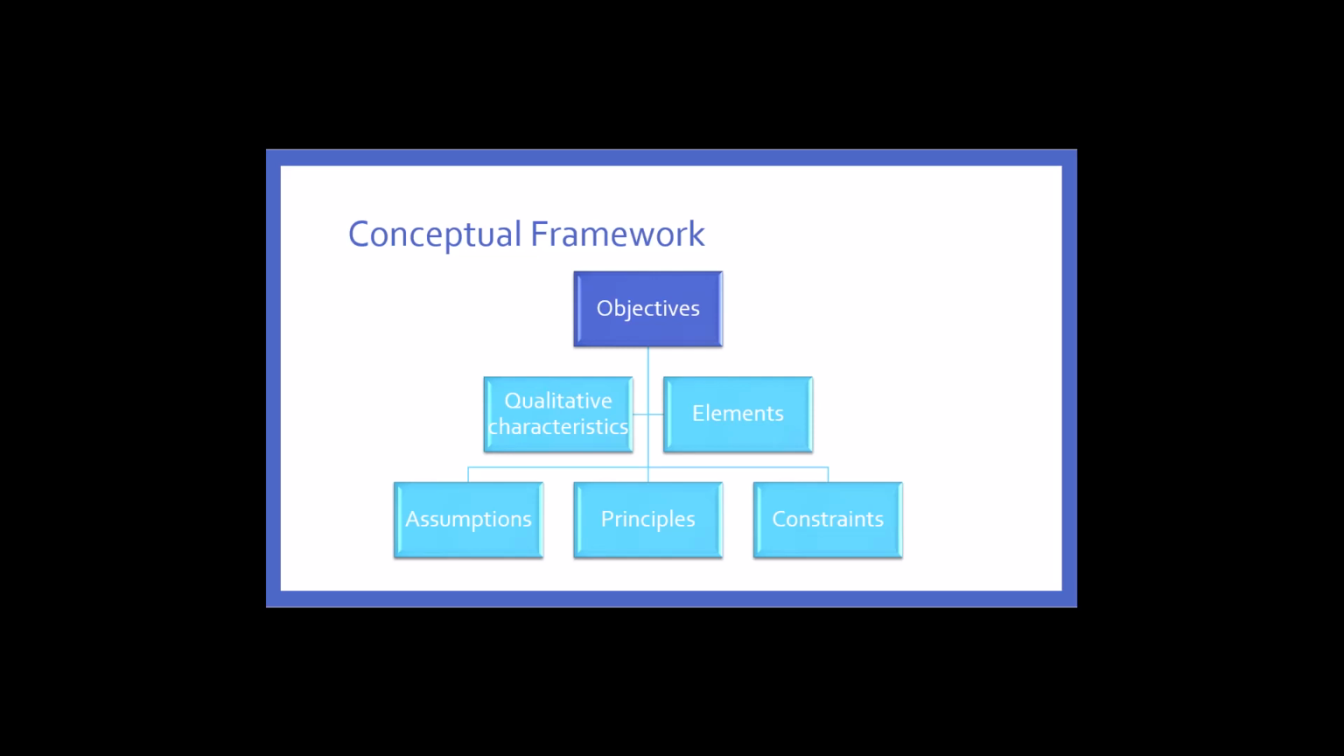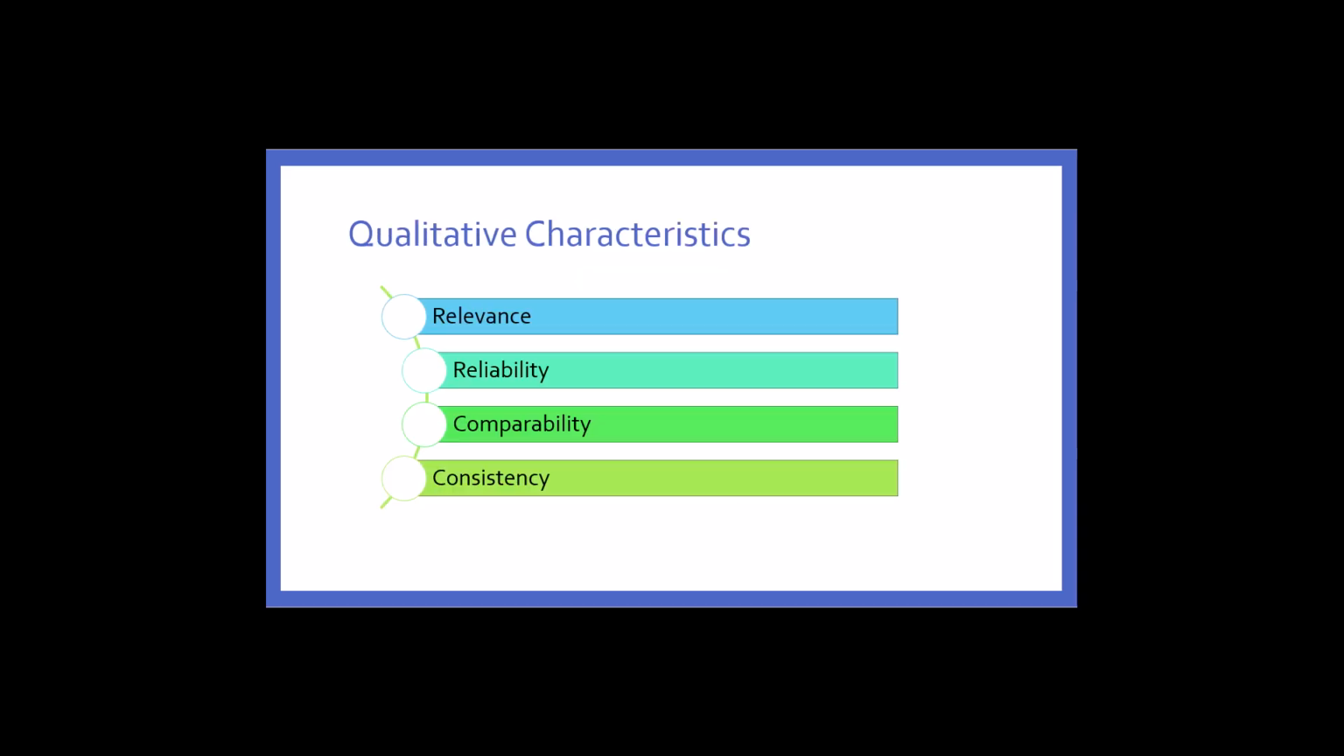But the important things to remember are that the objectives are always key. And all of these other items, the qualitative characteristics, the elements, the assumptions, the principles, and constraints should all support our basic objectives. And again, our objective is always to report information to financial statement users that is going to be useful to them, that is going to help them to make better decisions, whatever their role and responsibility might be. All right, so let's talk about those qualitative characteristics. Okay, the first one is relevance.